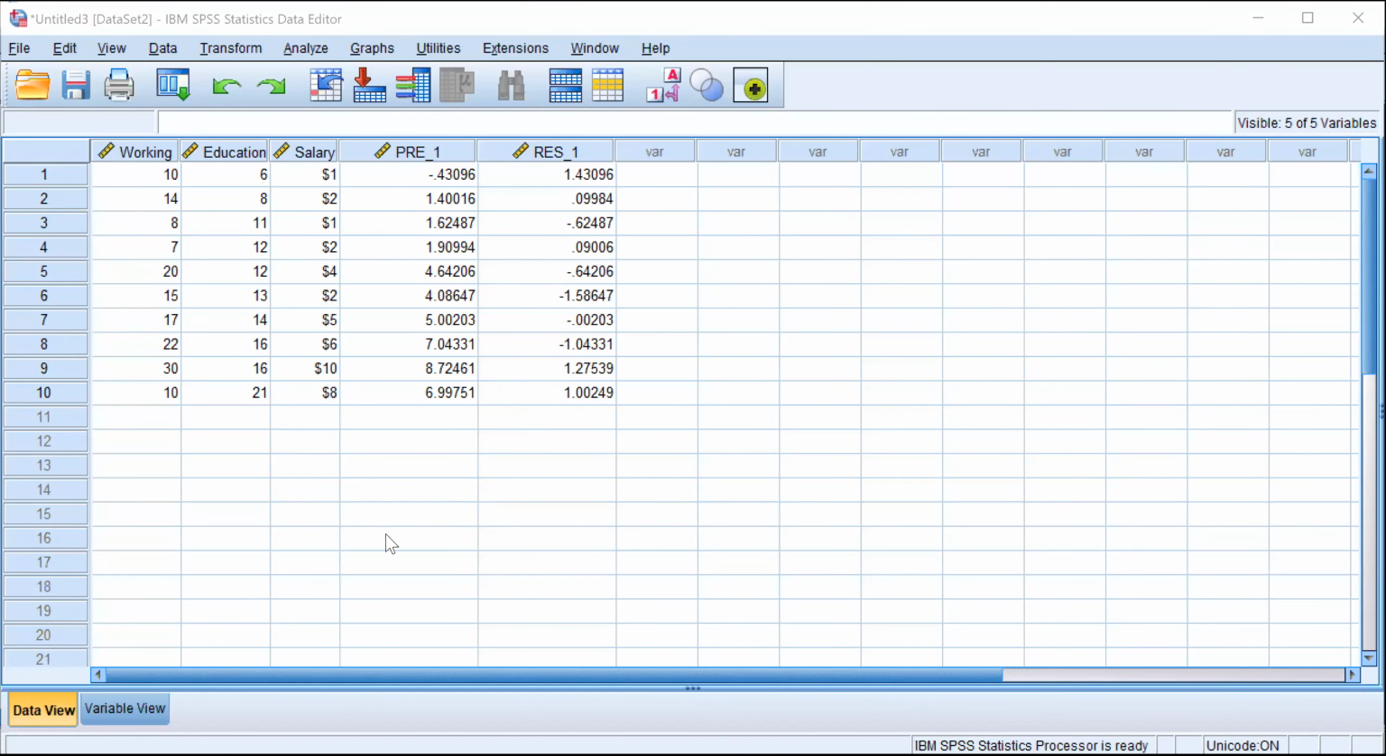If we go back to the data view, we find that since we checked the Save button for the unstandardized predicted value and the residuals, that's what we get. With the two predictors in the model, this is the predicted salary, and this is the prediction error. If you compare this with the one we had before, the prediction error should be reduced. So this tutorial looked at regression analysis with two predictors.